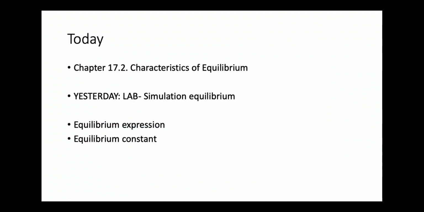Hi students, welcome back. Today I'm going to talk again about chapter 17.2, about characteristics of equilibrium. Yesterday I did a lab simulation with beans, pasta, whatever, to find what an equilibrium is and how it can be assessed. And today we're going to talk about equilibrium expression and equilibrium constant.